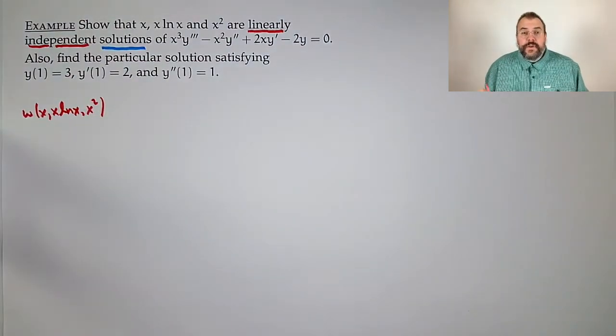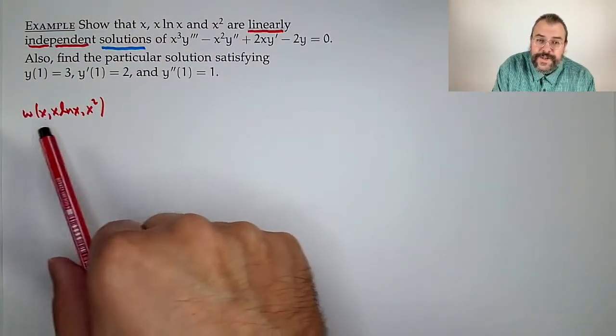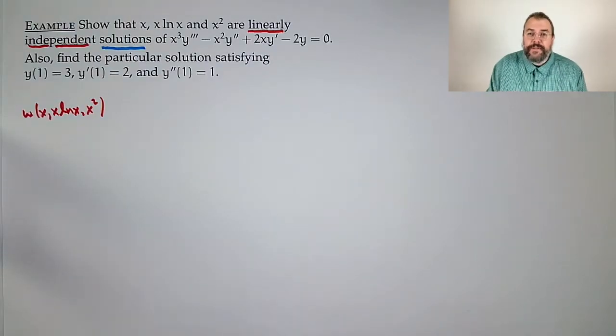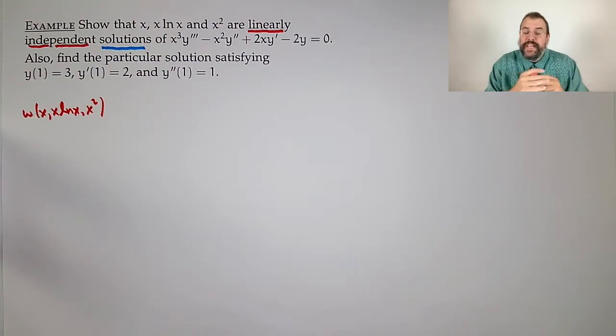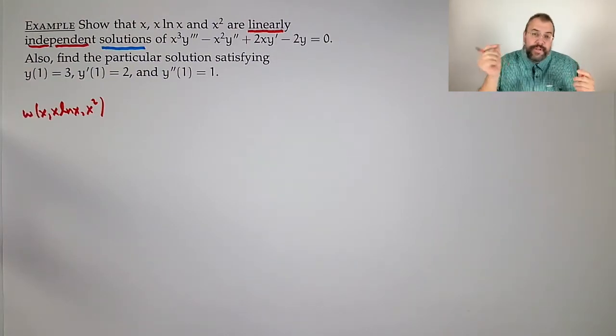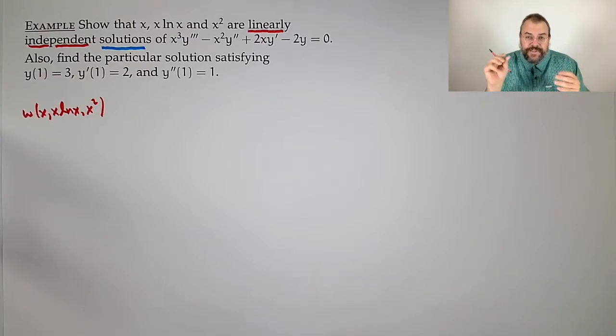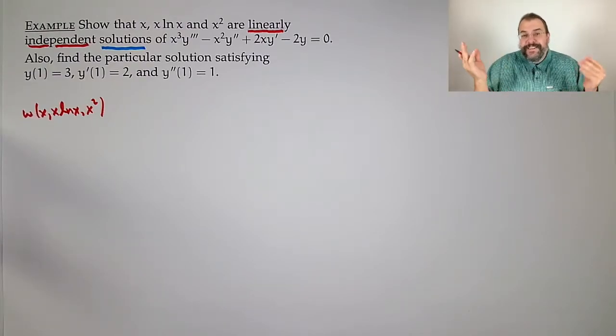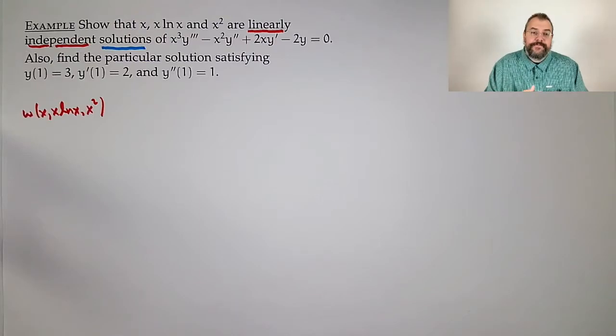Now, you might be wondering, does it matter which order you choose to put them into the Wronskian? And the answer is no, it doesn't. The end result will be the same up to a plus or minus. And we only care about whether you are 0 or non-zero, so changing it by a plus or minus doesn't change whether you are 0 or non-zero.